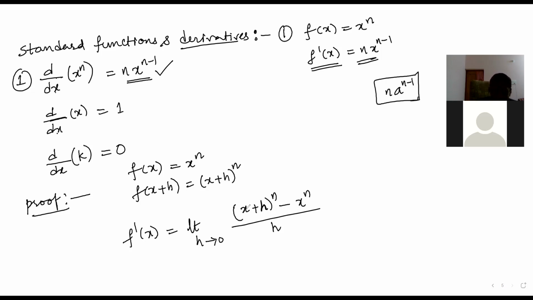Here you see, x is constant and h is variable. Yes or no? h is tending to 0. It is like this: limit as x tends to 0, (a plus x) whole to the power of n minus a to the power of n, by x. Like this it is. Yes, sir, I understood it. Good.